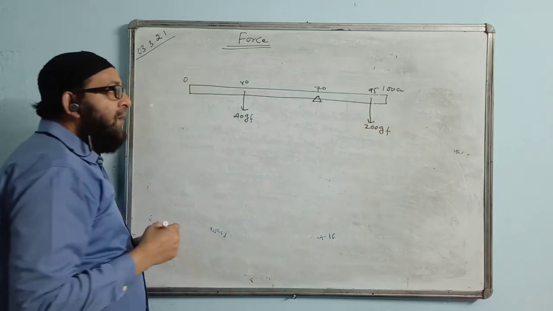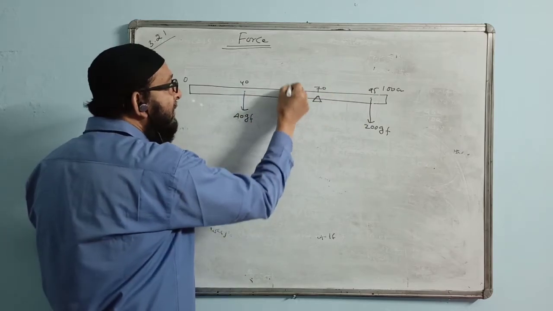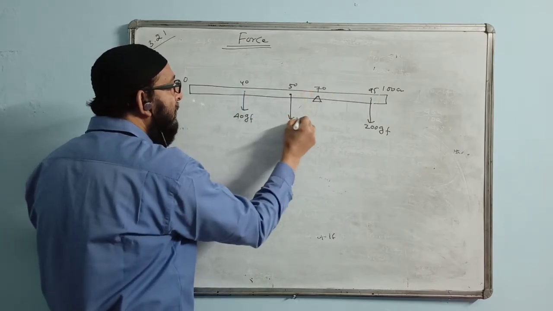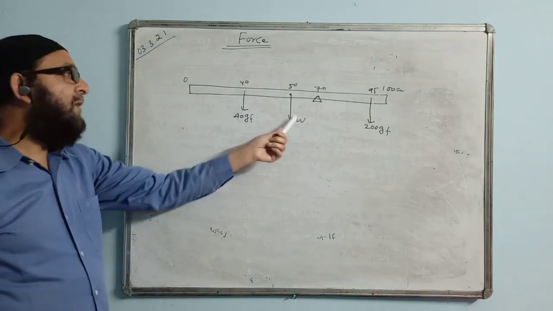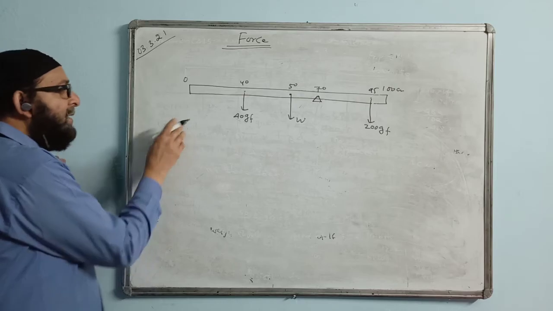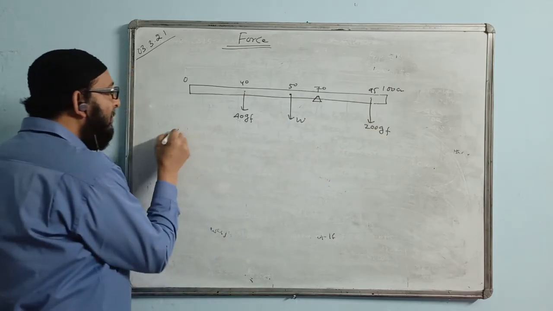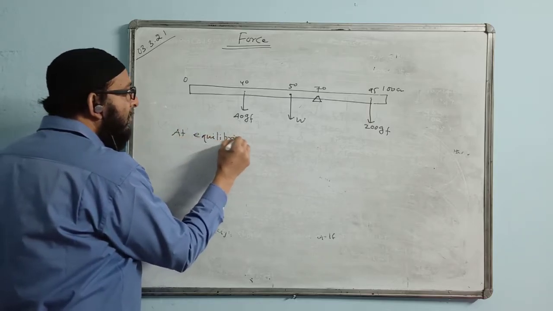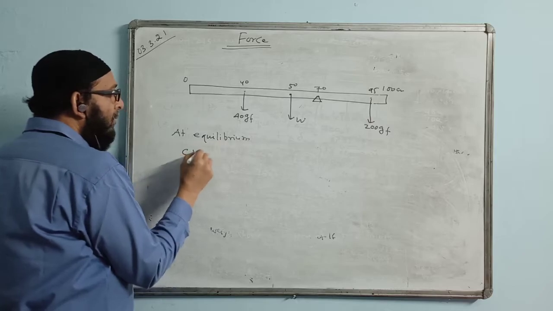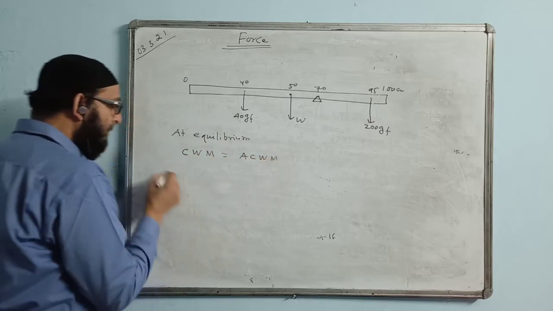You have to find the weight of the ruler. The weight of the ruler will act here, at the center of gravity, 50. The weight W of the rod is over here, acting. You have to find the value of W. Then you write the same at equilibrium: clockwise moment is equal to anti-clockwise moment. The normal way you write it: at equilibrium, clockwise moment is equal to anti-clockwise moment.